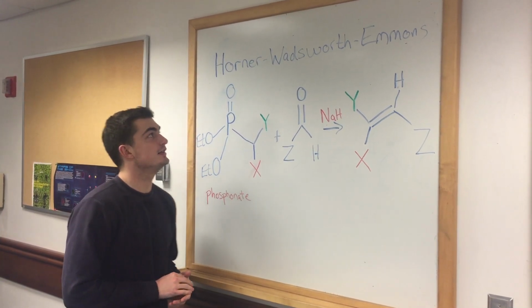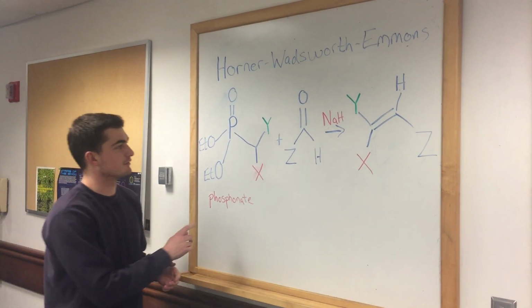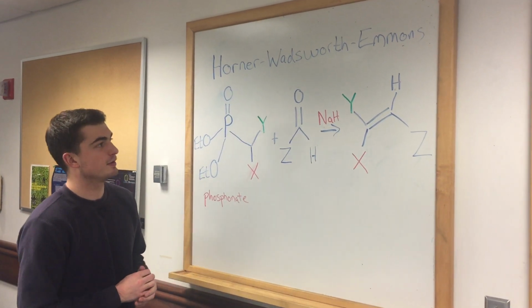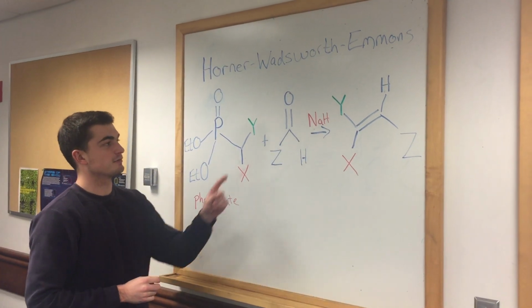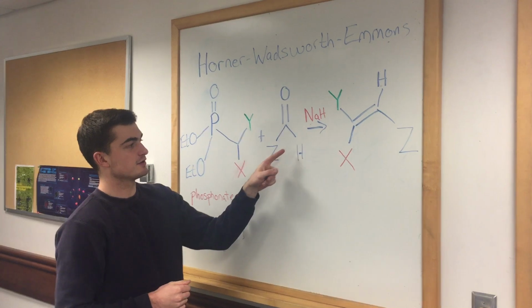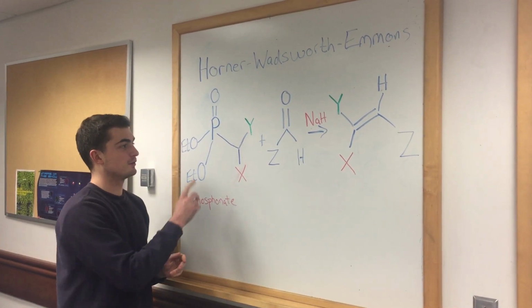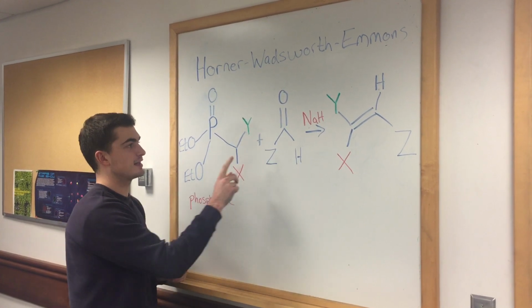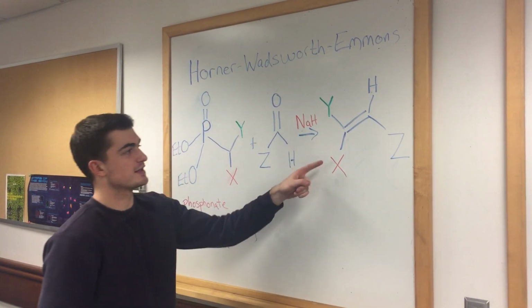So today we're talking about the Horner-Wadsworth-Emmons reaction. And in this reaction we're going to take a phosphonate and then form a phosphonate carbanion upon the addition of a strong base. And then it's going to react with this aldehyde here. This doesn't have to be an aldehyde, this could be an alkyl chain, so this could be a ketone. But basically we're going to form our phosphonate carbanion. It's going to attack the aldehyde, and then through a rearrangement we are going to form this alkene.